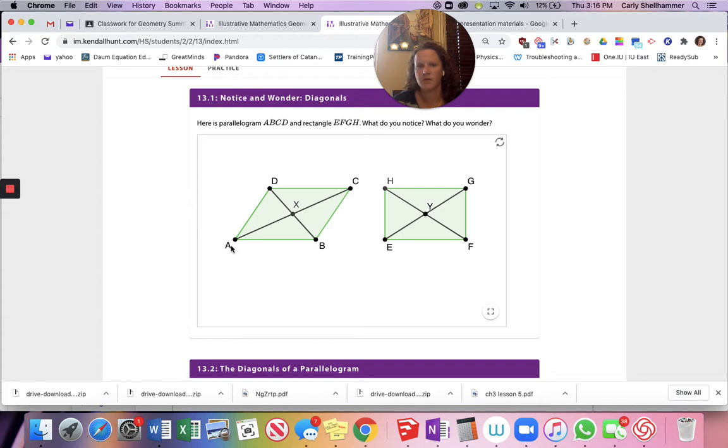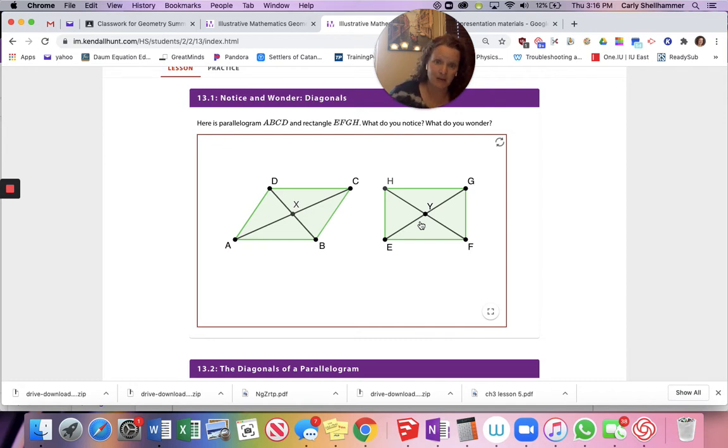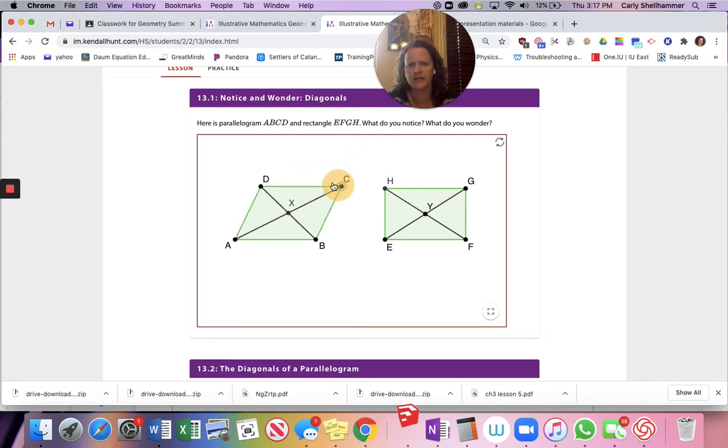The one over here is a parallelogram, and here is a rectangle. Now we know that a rectangle is a parallelogram, but a parallelogram is not necessarily a rectangle. What do we notice? What do we wonder? We can actually drag some things around. My opposite sides stay congruent. My opposite sides also stay parallel.